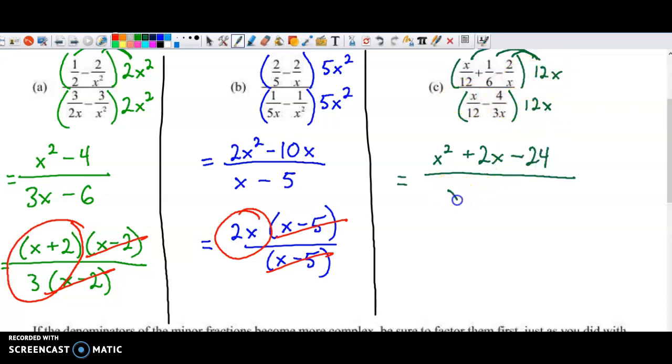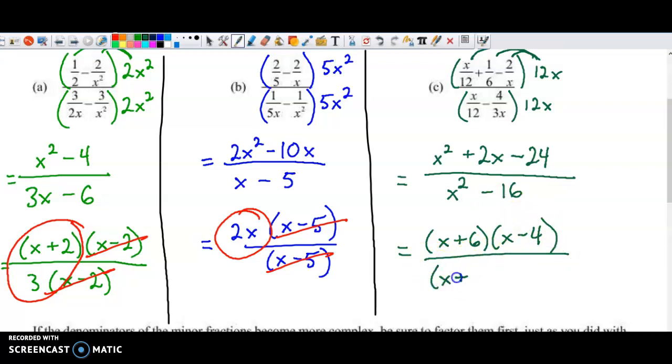And the next one, the 12's cancel, but x squared. Let's see, 12 divided by 3 is 4, times this 4 would be 16. Well, we can factor that. On top, x plus 6, x minus 4. And on bottom, you have your difference of squares again. X plus 4, x minus 4.